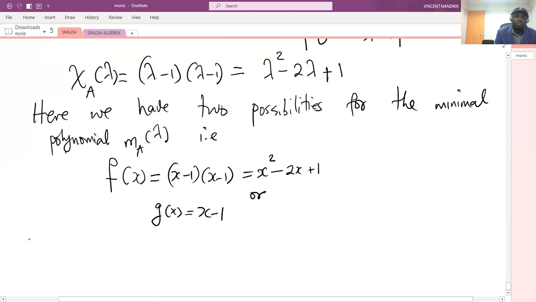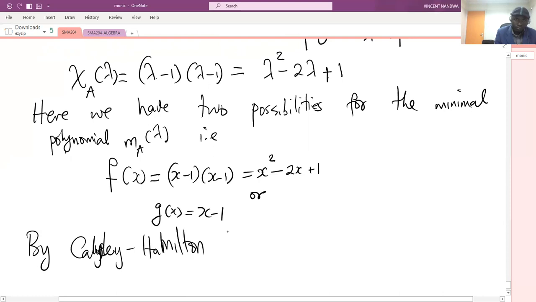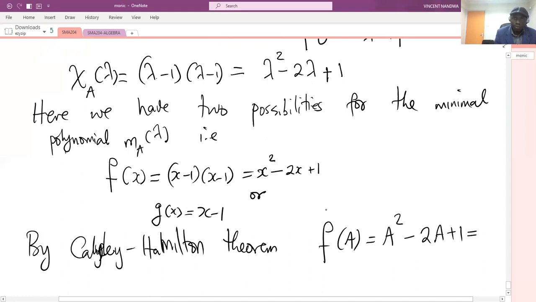So by the Cayley-Hamilton theorem, f of A equals A squared minus 2A plus 1. When we have numbers, remember these are matrices, so in matrix form we just multiply by the identity. It's always a zero matrix, so there's no problem with this characteristic polynomial.